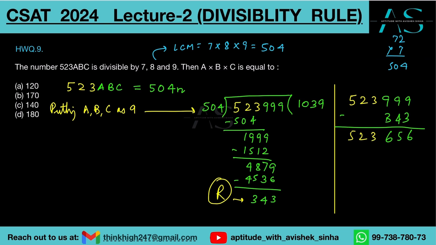So let me just put A, B and C as 6 into 5 into 6, which is 180. Do we have 180 as the option? Yes. So that is my correct answer. I hope this is clear.